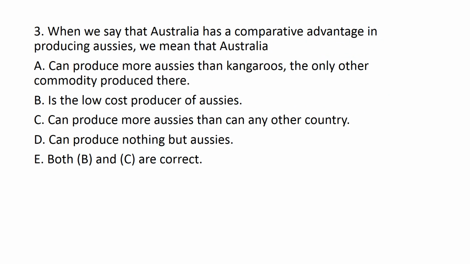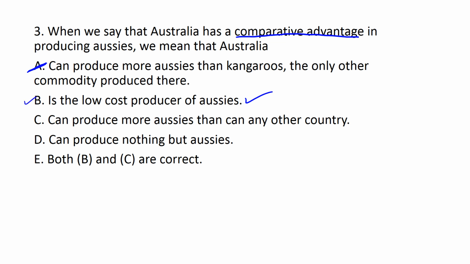When we say that Australia has a comparative advantage in producing Aussies, we mean what about Australia? Remember, comparative advantage is the low-cost producer. You can produce Aussies cheaper than other goods. A says they can produce more Aussies than kangaroos, the only other commodity produced there. This doesn't mean they can produce more or less. Comparative advantage just means they can produce it cheaper. So we don't know for sure that they produce more or not. B is the low-cost producer of Aussies. That's the definition of comparative advantage, so that's true.